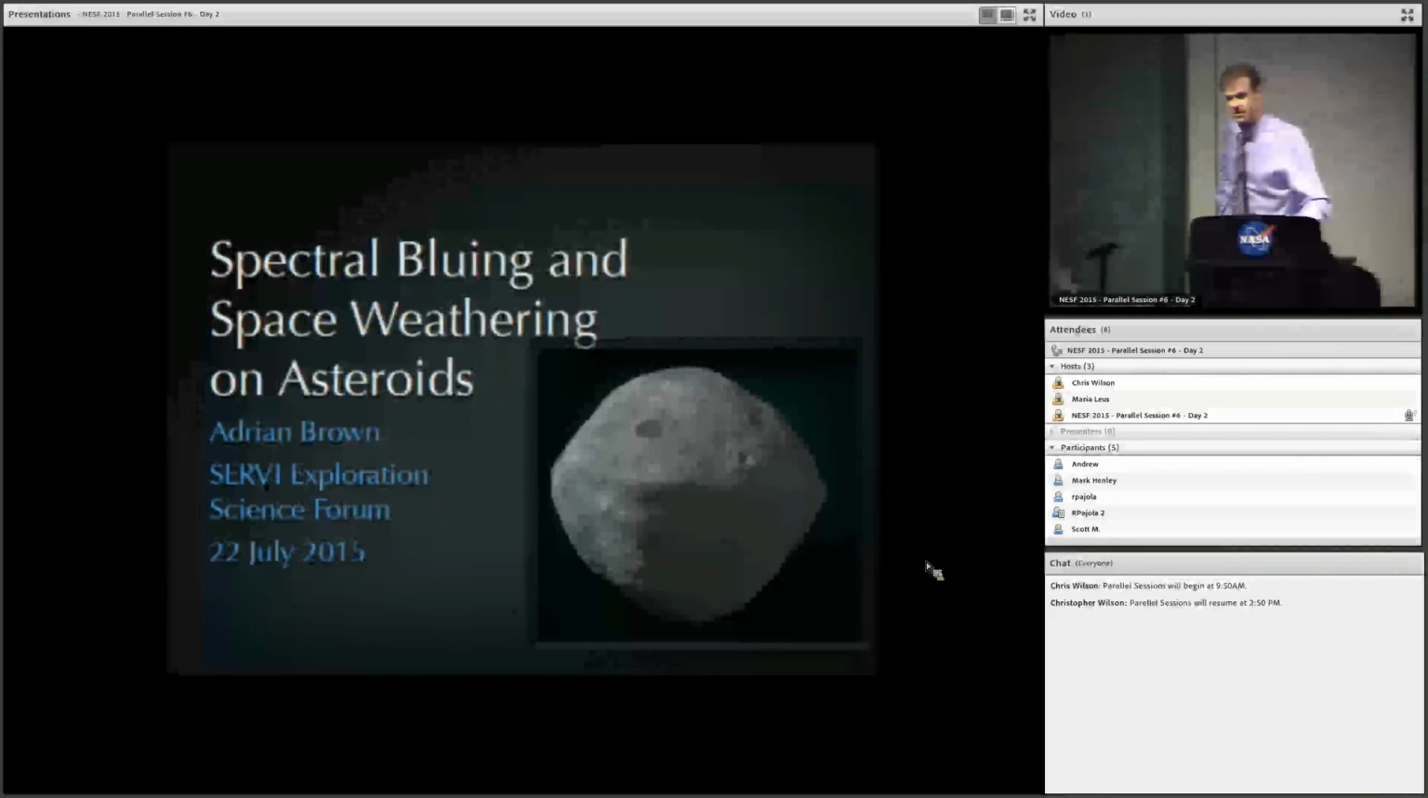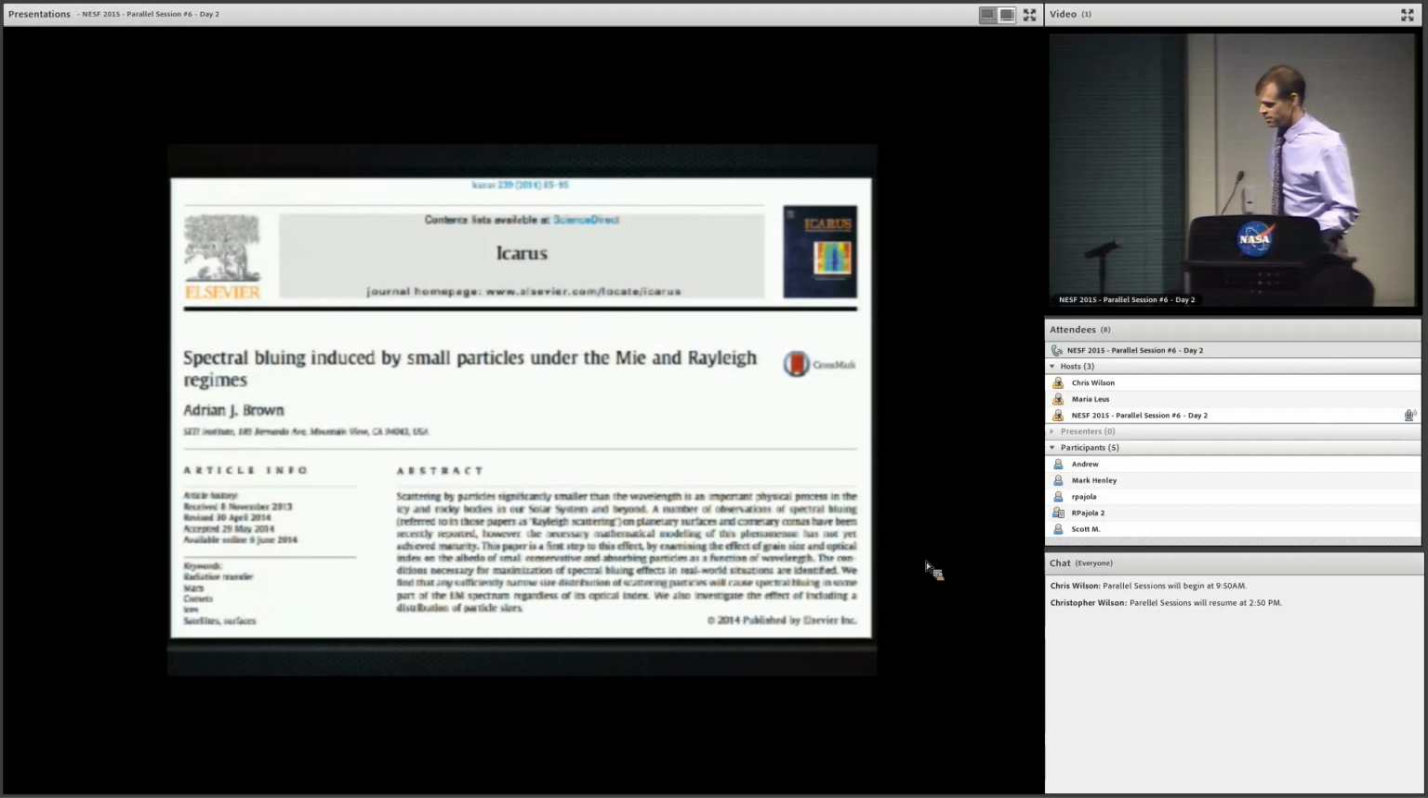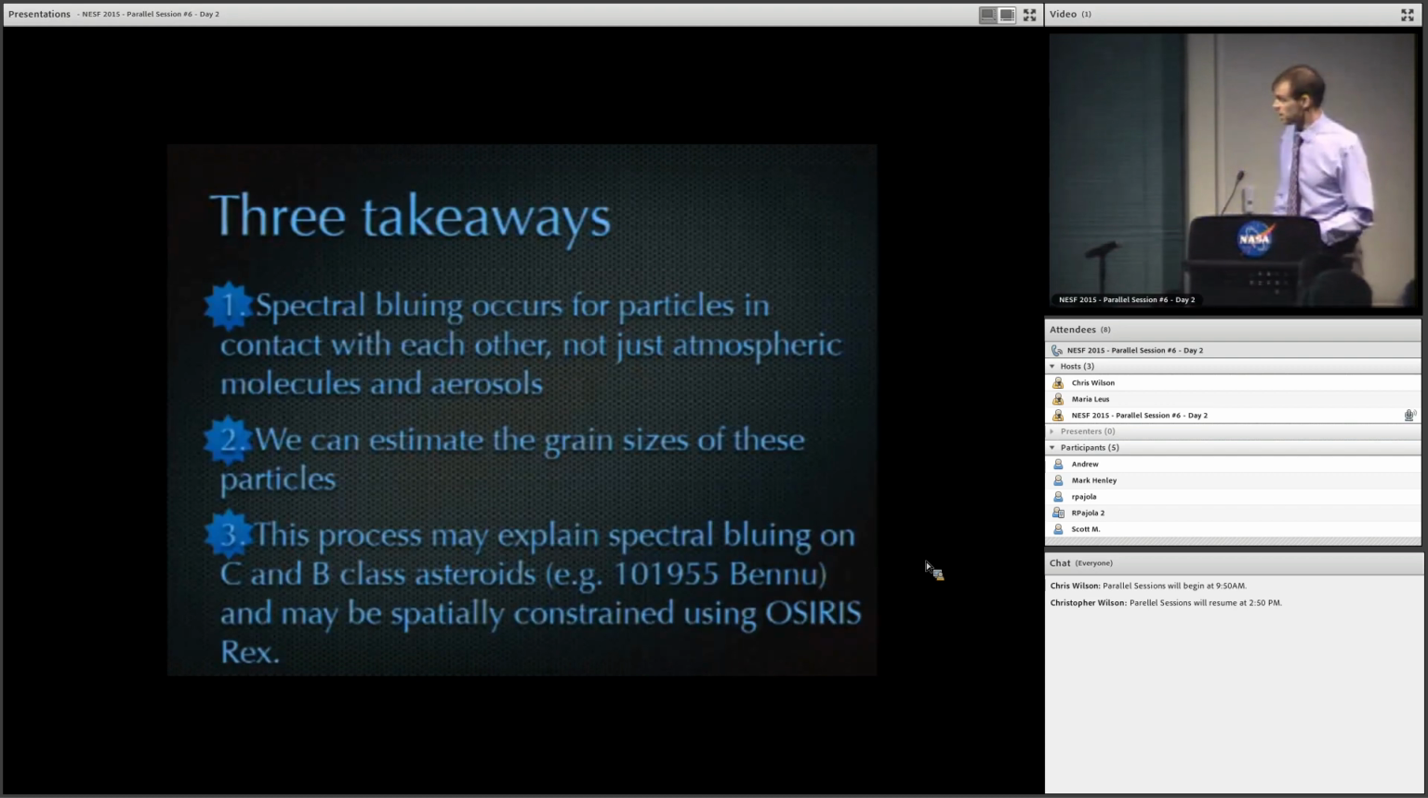Apologies for the title, but I'm more going to be talking about this object here, Bennu, rather than space weathering. There'll be a little bit of space weathering, but mostly spectral bluing in this talk. So here we go. Most of the talk's going to be about a paper that I published last year in Icarus on spectral bluing induced by small particles, and how we can understand that using mean Rayleigh scattering.